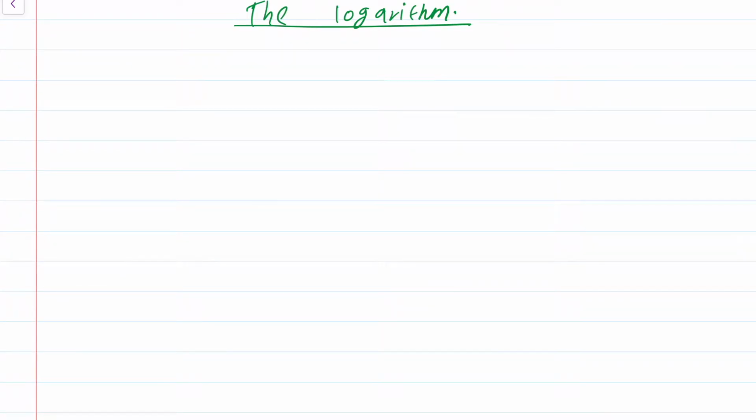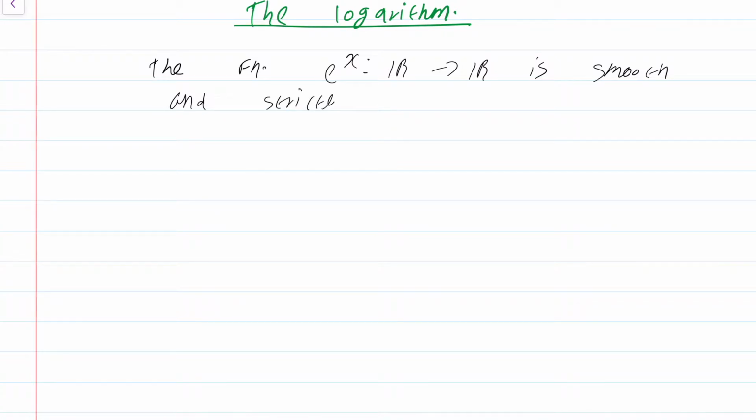The function e power x from R to R is smooth and strictly increasing. Its image is (0, infinity). We have seen all these aspects in the module on the exponential function.